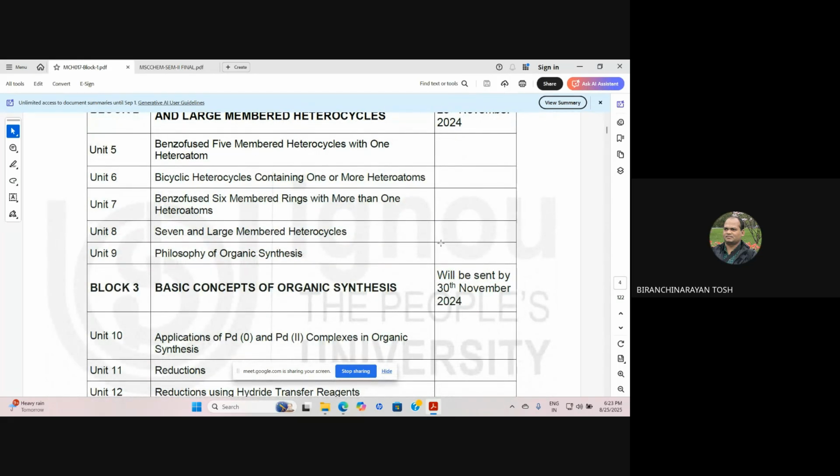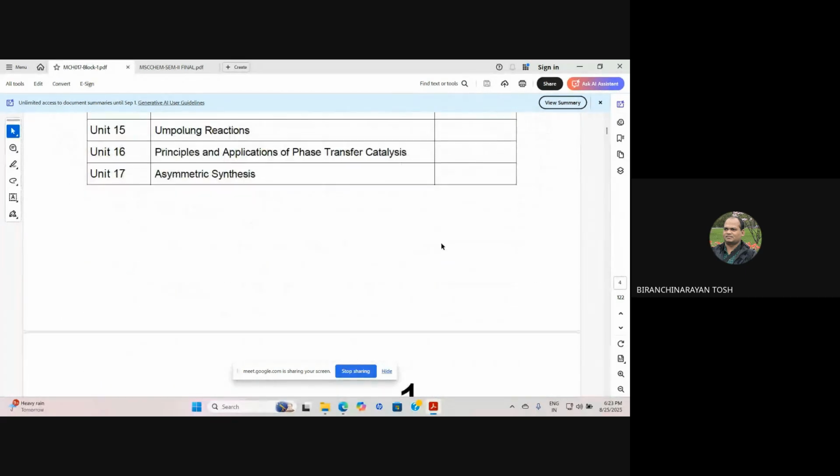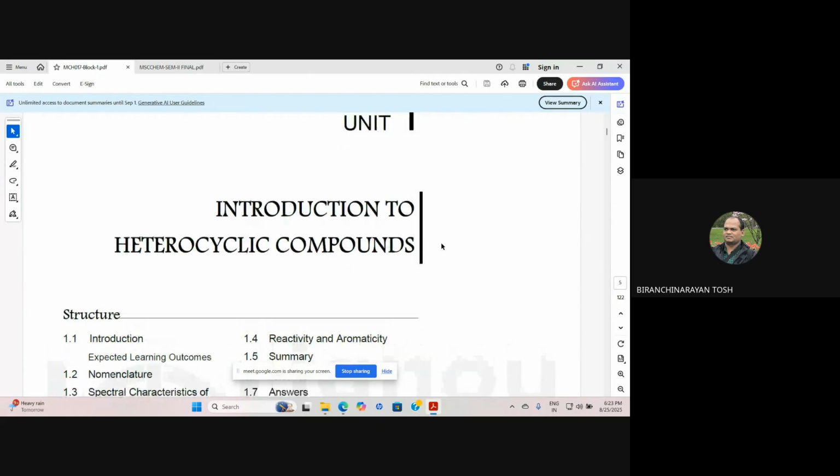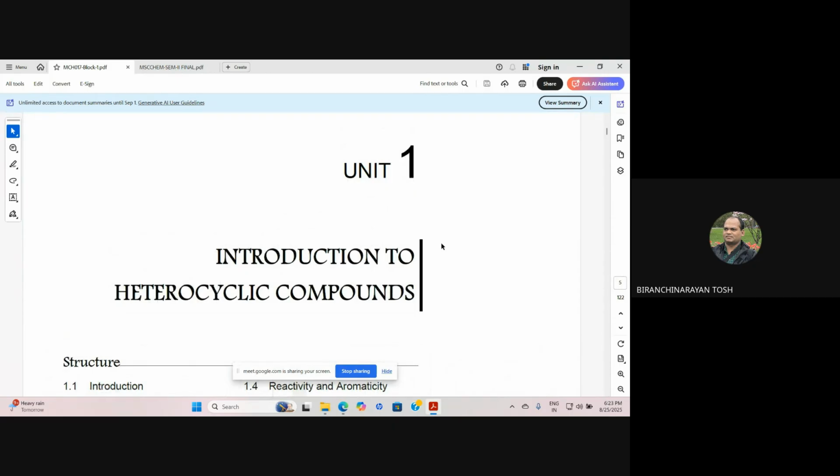Can you tell what are heterocyclic compounds? Anybody? These are the cyclic compounds containing heteroatoms other than carbon and hydrogen. As you know, hydrogen is monovalent, so it can never be inside the ring. Carbon will be there, forming cyclic compounds.